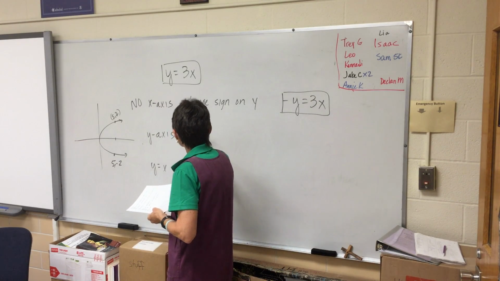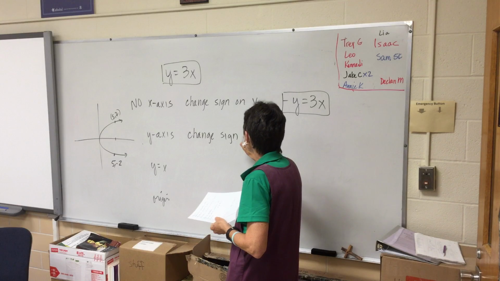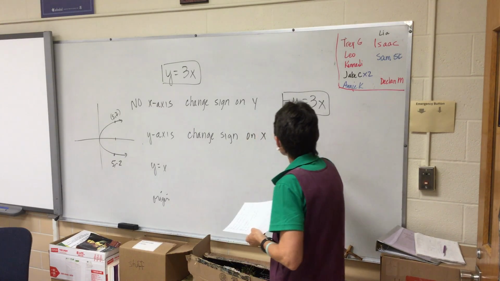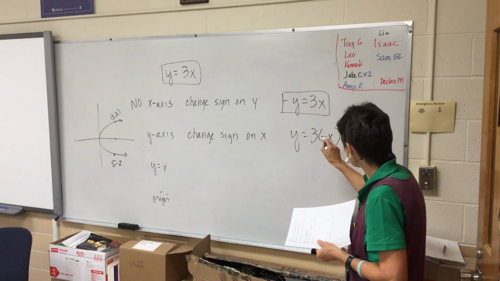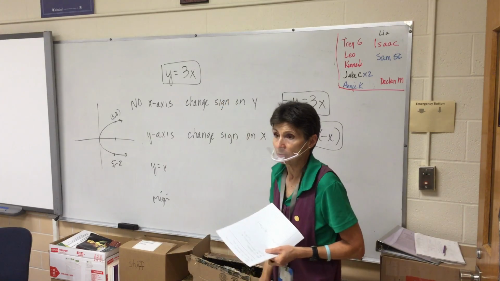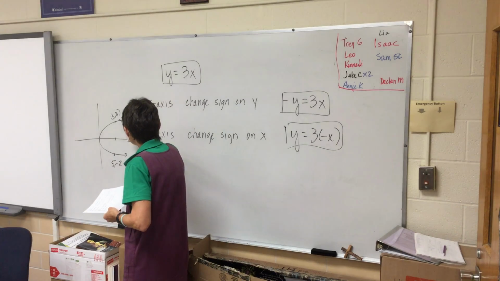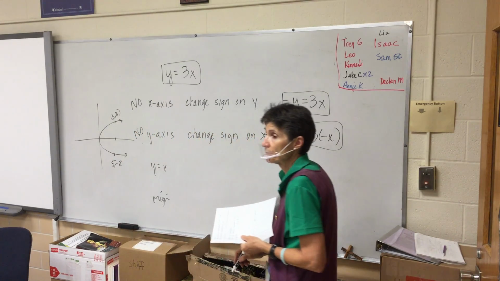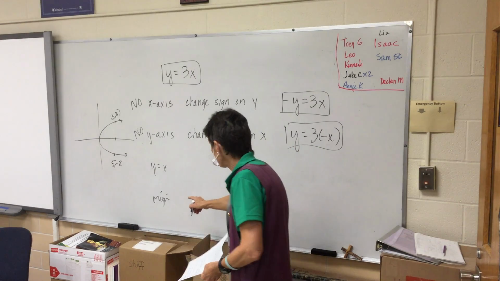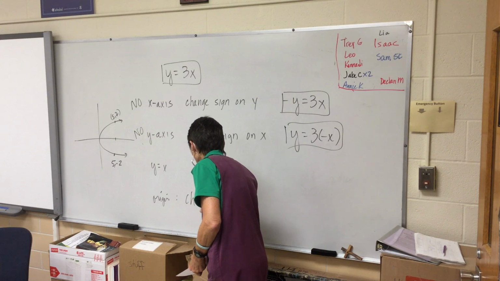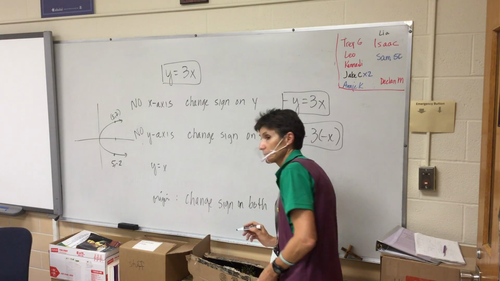Y-axis symmetry. Take a wild guess. How am I going to get y-axis? How am I going to test for y-axis symmetry? Change the sign on x. So y equals 3 times negative x. Is that the same as the original? No. This equation does not have those symmetries. Now I'm going to jump down to origin, because the origin is changed to sign on both. X and Y.